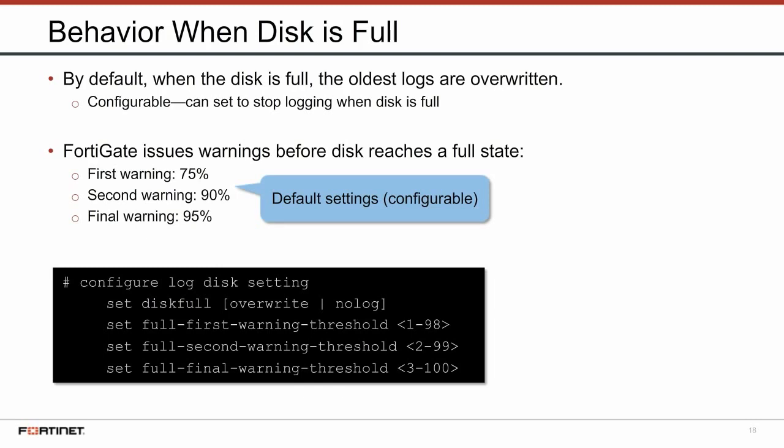By default, when your disk is full, the oldest logs are overwritten. However, you can change this behavior to stop logging when the disk is full using the config log disk setting command. Before your disk reaches a full state, FortiGate sends multiple warnings. By default, the first warning arrives when the disk usage reaches 75%, the second warning at 90%, and the final warning at 95%. These thresholds are configurable using the config log disk setting command.